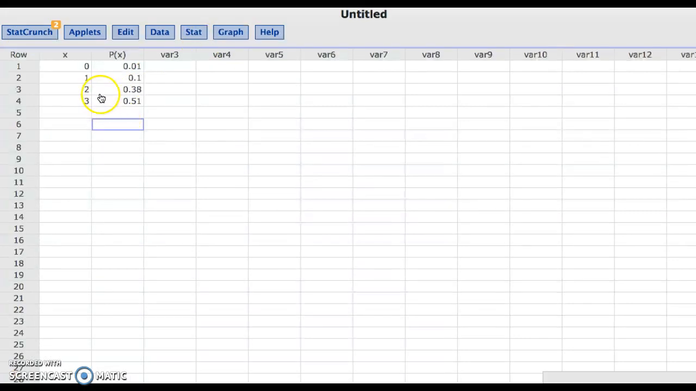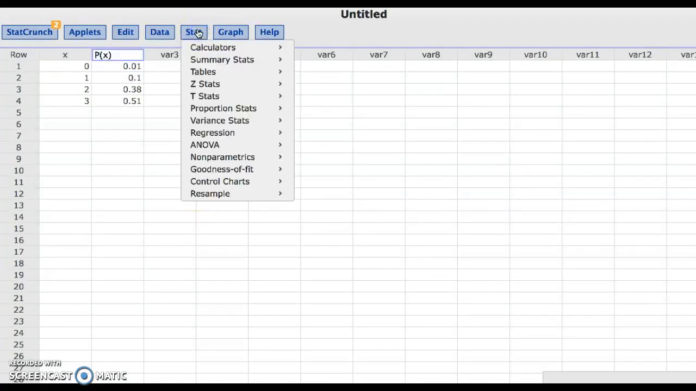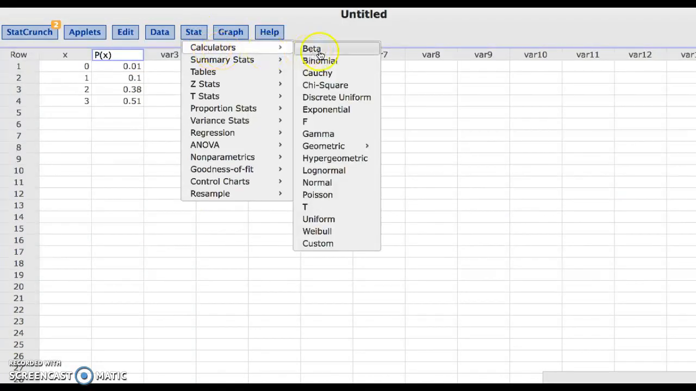So I went ahead and just typed my table into StatCrunch, and I want to show you how to create a graph, and then we'll look at means and standard deviation. Scroll back up here. And you're going to choose your stat option and then calculators.